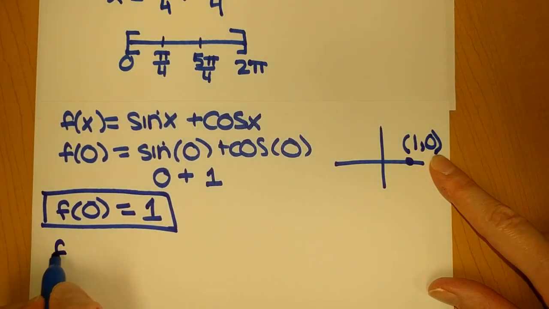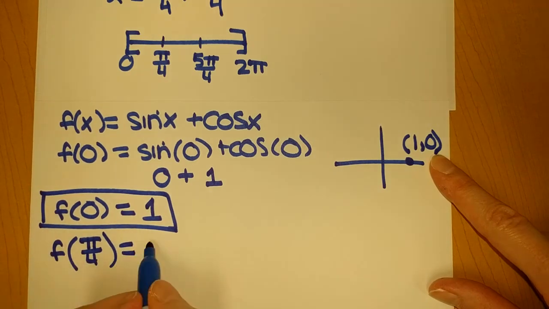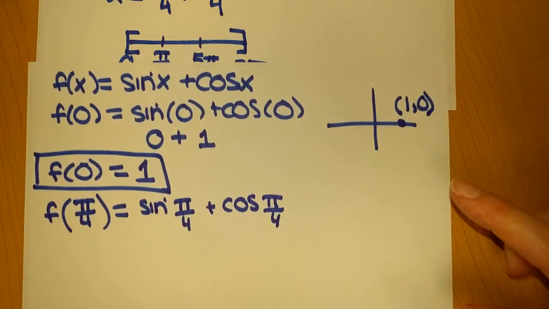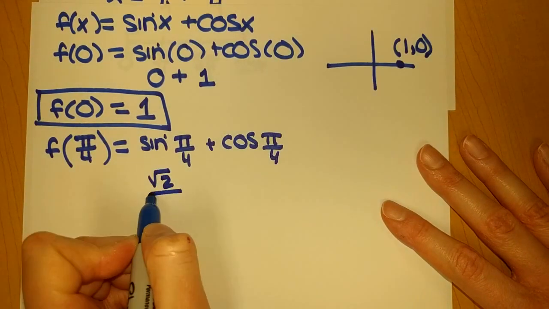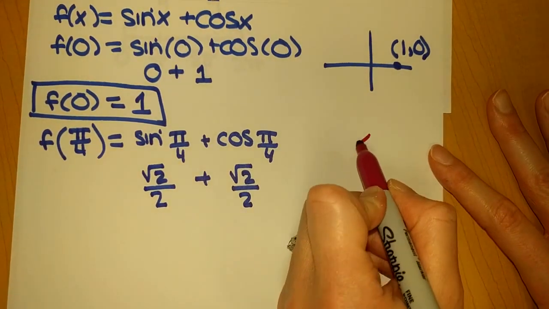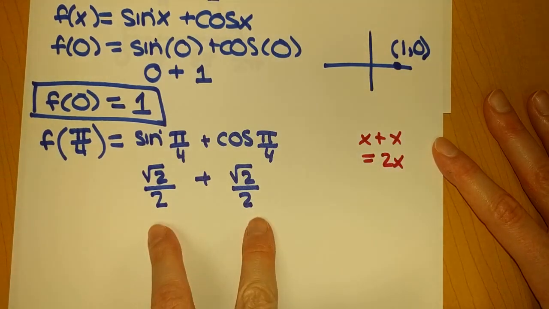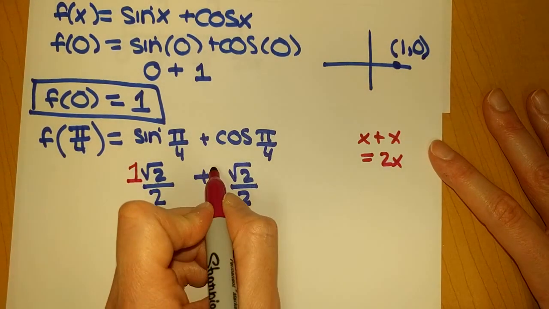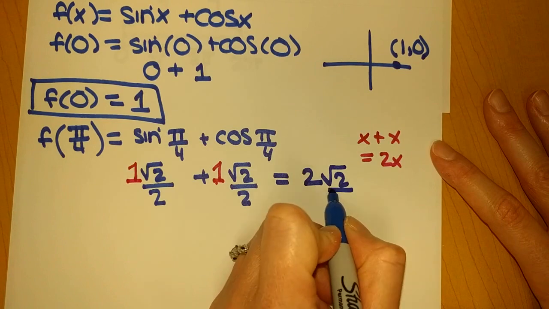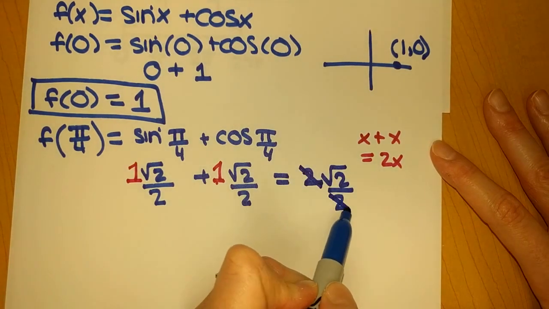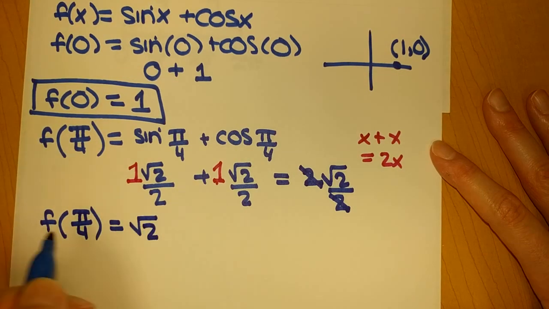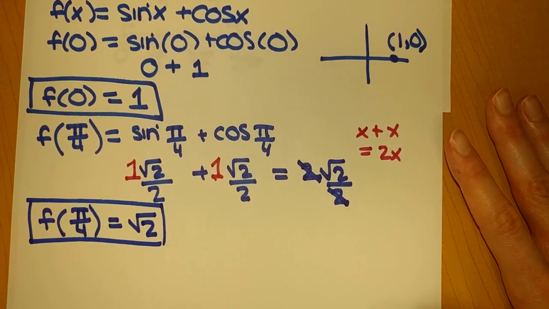Okay? Then you look at your next point, pi over 4. So here your sine of pi over 4 plus cosine of pi over 4. So sine of pi over 4 is square root of 2 over 2 plus square root of 2 over 2. Now, do not overthink this, you guys. If you had x plus x, you would say that it's 2x. The same thing is happening here. You have 1 square root of 2 over 2 plus another square root of 2 over 2. So that is going to give you 2 square root of 2 over 2. And then, of course, these 2's cancel out. So you get that f of pi over 4 is simply square root of 2. Okay, so that's our other function value.